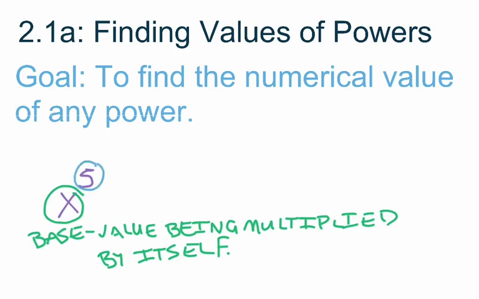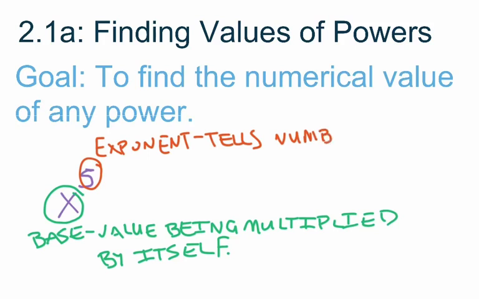Next term is for this part up here. Let me circle that in red instead. That's called the exponent. And the exponent tells us how many times the base is being multiplied by itself. So it tells us the number of times to multiply the base by itself.